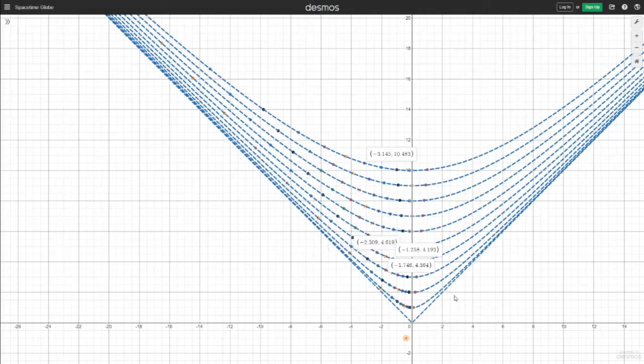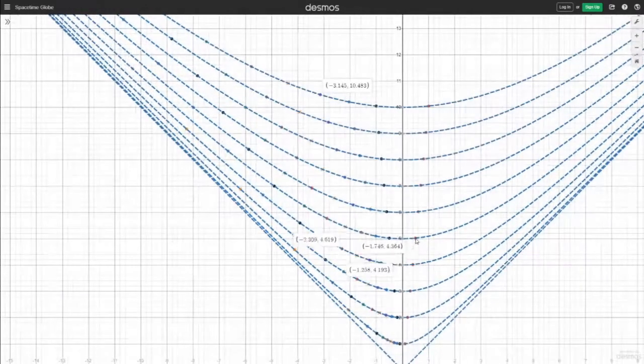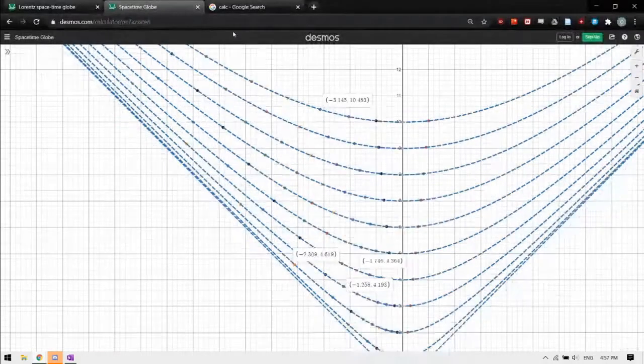Okay, now how do I get rid of these dots? One second. Okay, the other thing, reset the map.